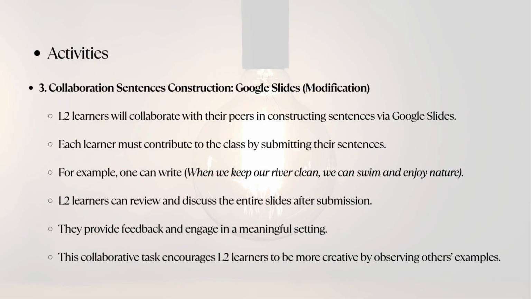Moving to the third activity, which is collaborative sentence construction. Within the SAMR model, it goes along with the modification level because it permits second language learners to interact in writing, which is not available in the traditional method. So here, second language learners need to collaborate with each other on shared materials between them.